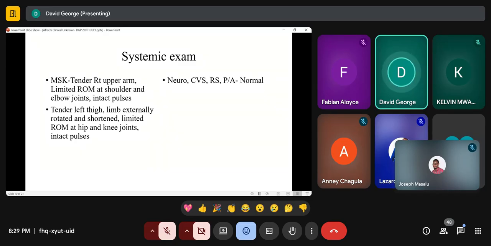The rest of the physical examination, including neuro, was limited, especially motor examination, because of the tender limbs, and therefore movements, especially power, were not assessed well in these limbs. But power in the other limbs, tone, and everything else was normal. Cardiovascular, respiratory, as well as abdominal exam were all normal.